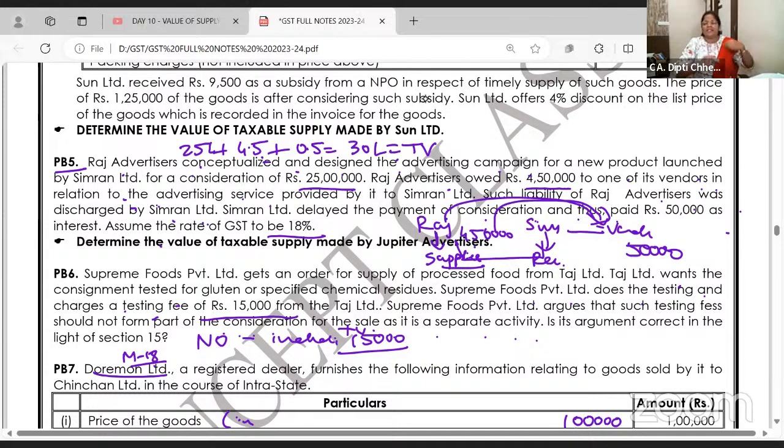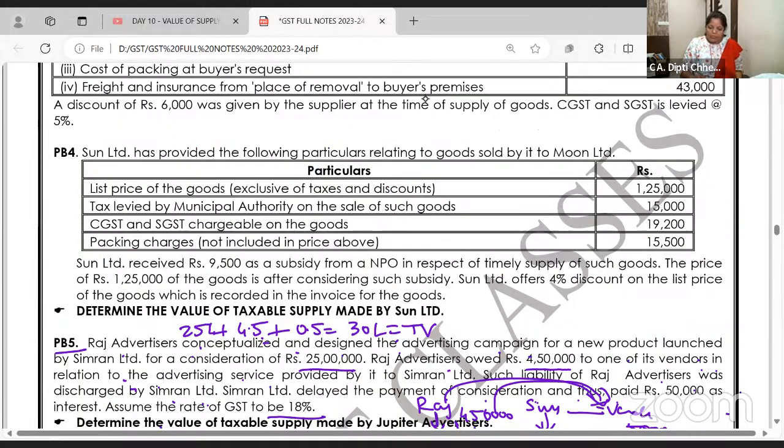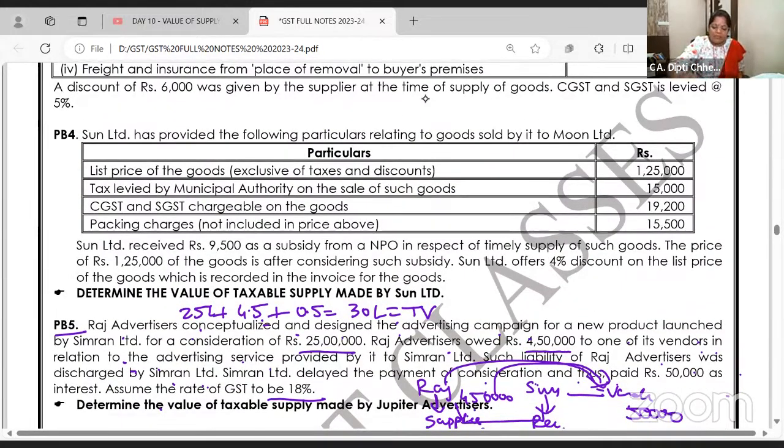Gone are the days when service tax was separate, VAT was separate. Now on everything GST is charged together. That's the concept. Clear to all of you? Right. There's a very small problem, the fourth one. No explanation from my side.